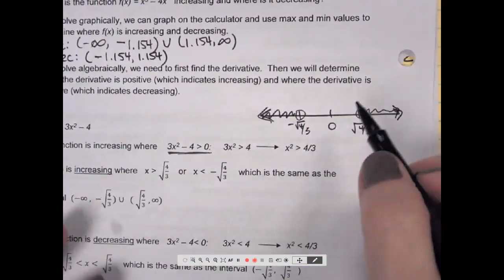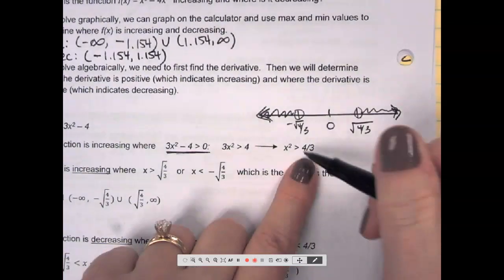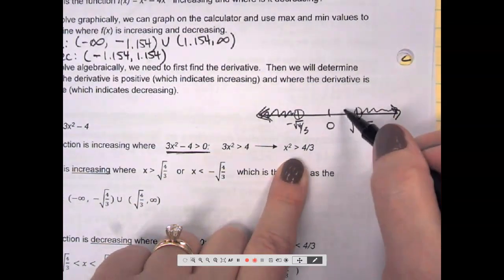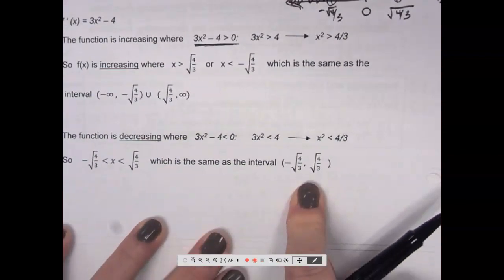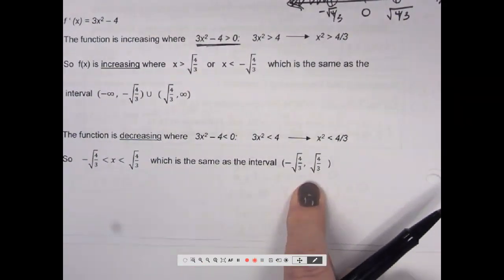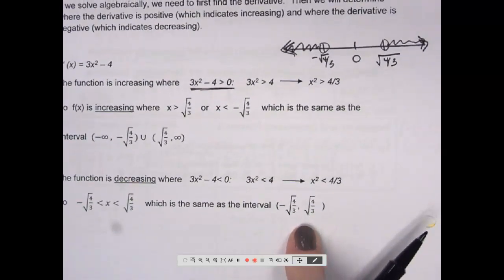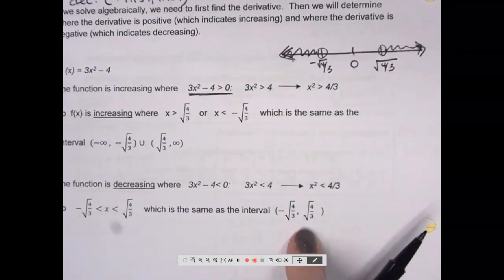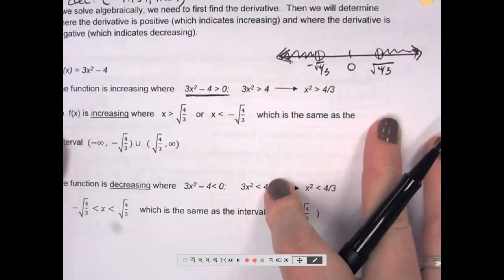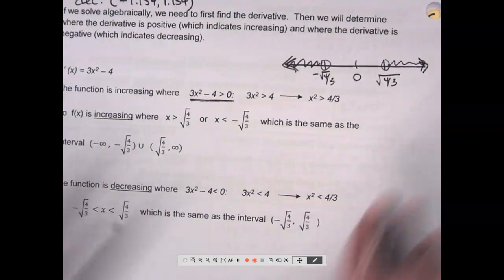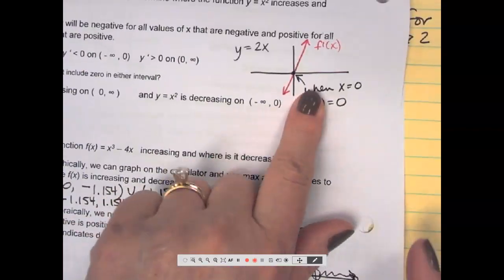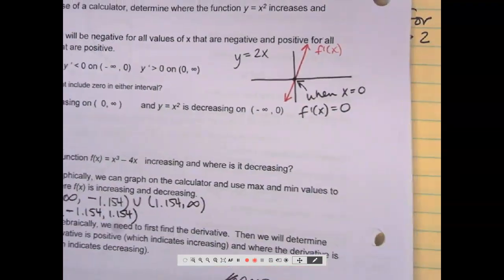Okay, but then where would the derivative be negative? Be negative in between here. And so that would be between the negative square root of 4/3 and the positive square root of 4/3. Okay, so sometimes if we don't have a calculator problem, that's how we'll approach it. We'll have to examine the derivative and see where it's positive and negative. Okay, much easier when you have a simple function like that to use though.